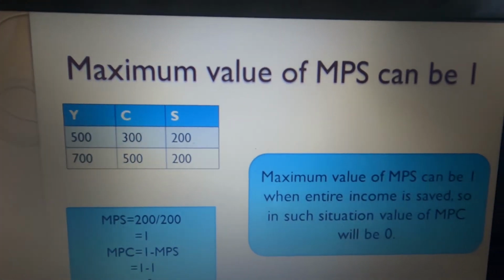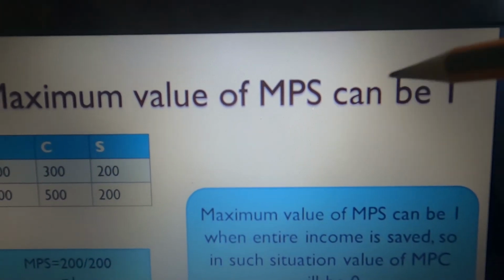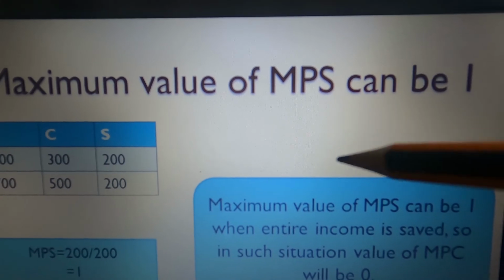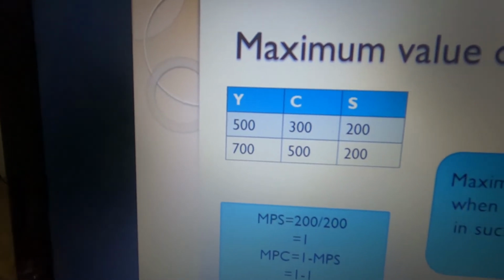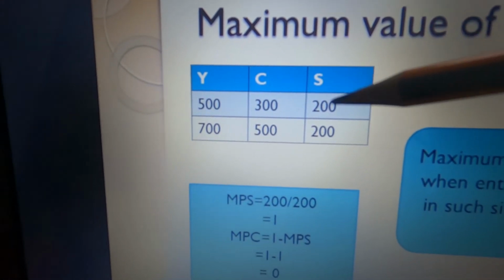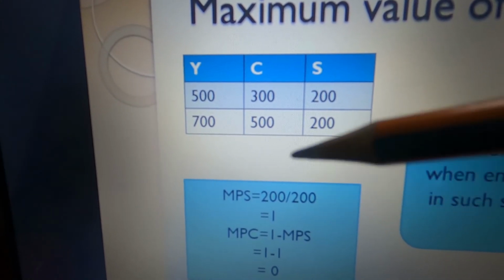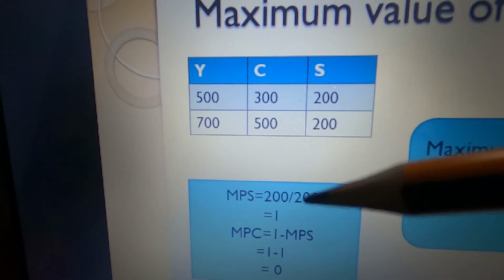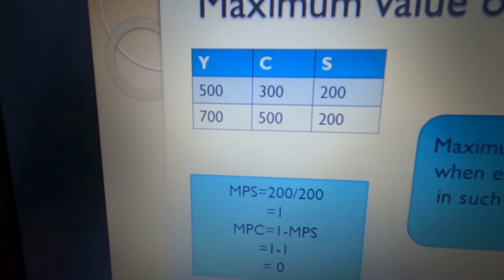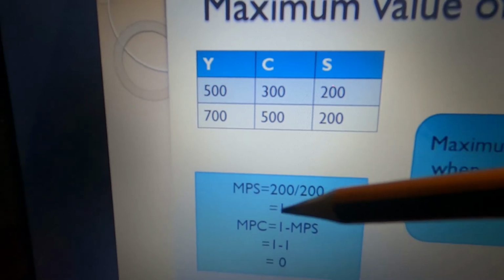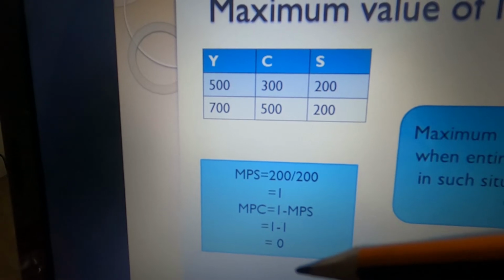Then the maximum value of MPS can be 1. So if the MPS value is 1, then what will be the value of MPC? That we have to see here. So again, the same here. Income is given, consumption and saving is given. So we have to find out MPS here. So MPS, now we can easily calculate. We will be getting the value 1. So when the MPS value is 1, then MPC will become 0 here. Is that clear?